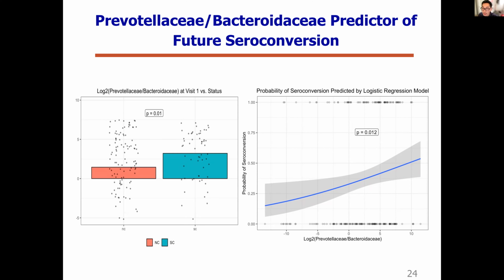So in addition to the individual testing, we also check the difference of this ratio between the negative controls and seroconverters. And if you look at the left-hand side, we indeed see a statistically significant jump of this ratio in the SC group at visit 1. And if we fit the logistic regression model with y equal to the probability of seroconversion, we see that as the Prevotellaceae and Bacteroidaceae ratio increases, there is a higher chance of this subject being exposed to seroconversion, which is in accordance with the existing findings in the literature.